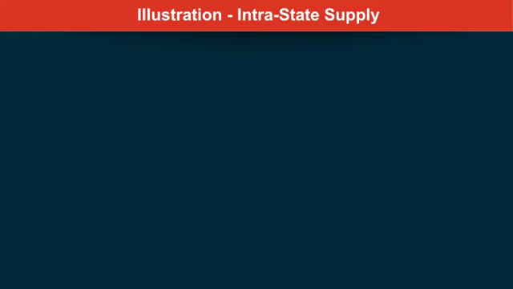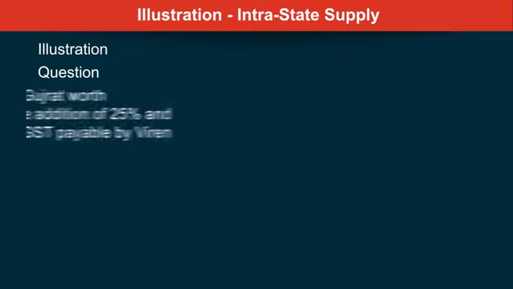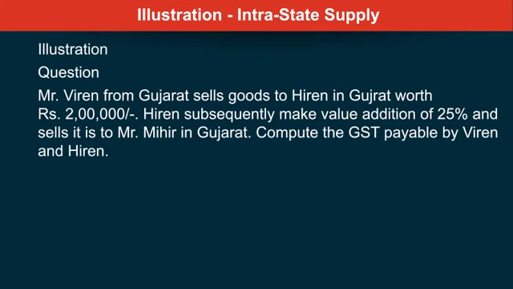Let us understand how GST is charged for a local sale. Illustration on intra-state supply. Let us take an example where a person deals with another person in the same state. Mr. Viren from Gujarat is selling a product to Mr. Hiren in Gujarat worth rupees 2 lakh, and Hiren is subsequently making a value addition of 25% and selling the product to Mr. Mihir in Gujarat. Compute GST payable by Viren and Hiren.